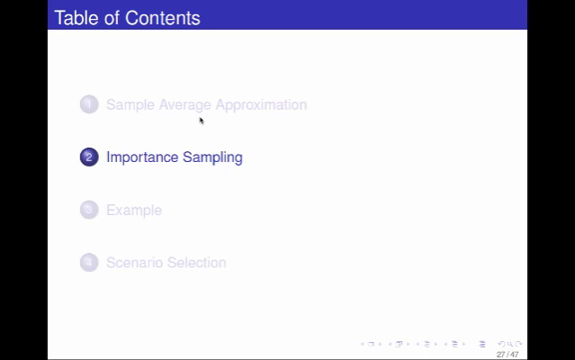Okay, so that was two of the three algorithms I wanted you to see. The third one is based on importance sampling. So before I talk about the actual algorithm, I want to talk to you about importance sampling. Have you seen importance sampling before? No. Okay.